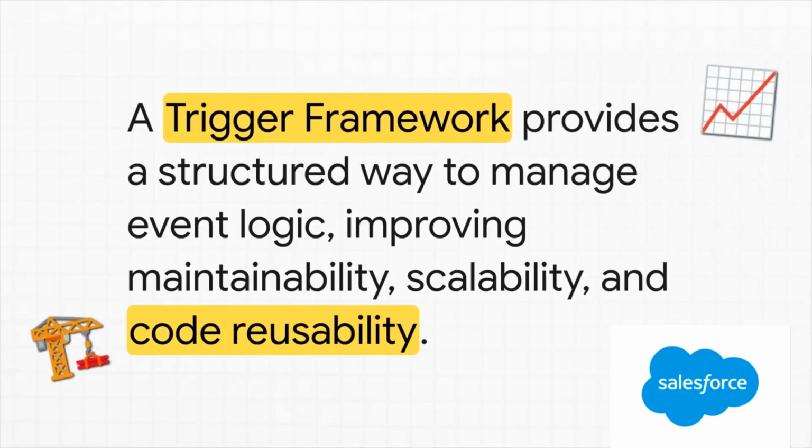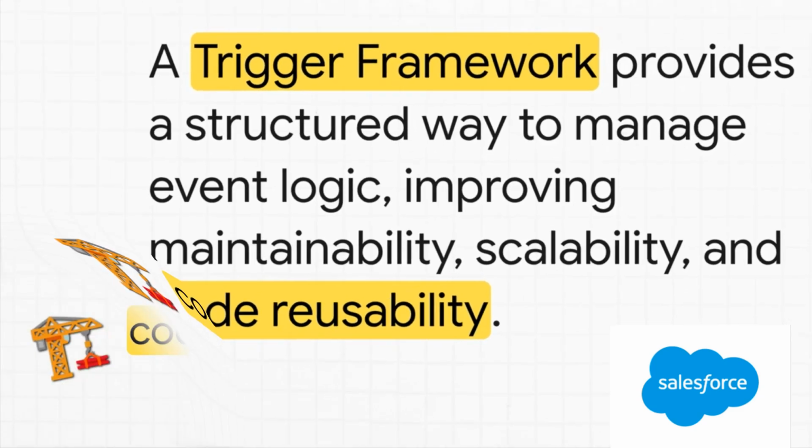And finally, as your use of platform events grows, and believe me it will, you might have dozens of subscribers. To stop your code from becoming a tangled mess and to manage those governor limits effectively, you really need to adopt a trigger framework. A framework gives you a structured, reusable pattern for handling all these incoming events, which makes your code so much easier to maintain, test, and scale down the road.